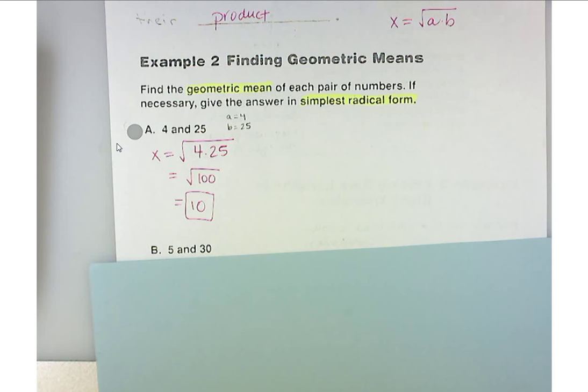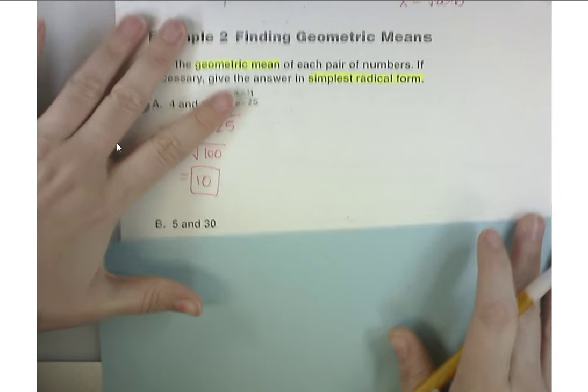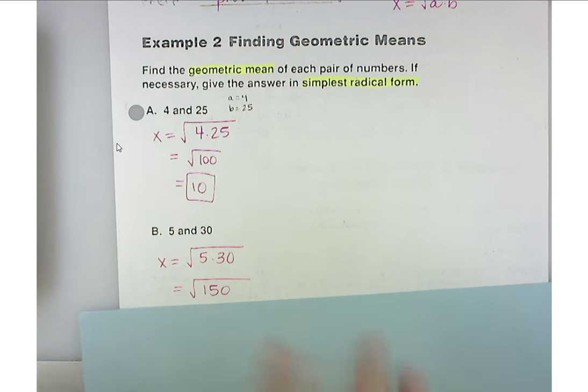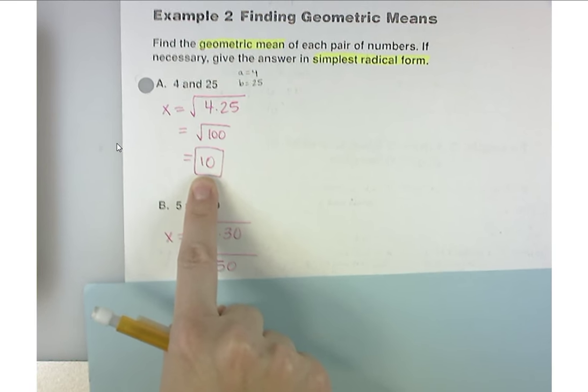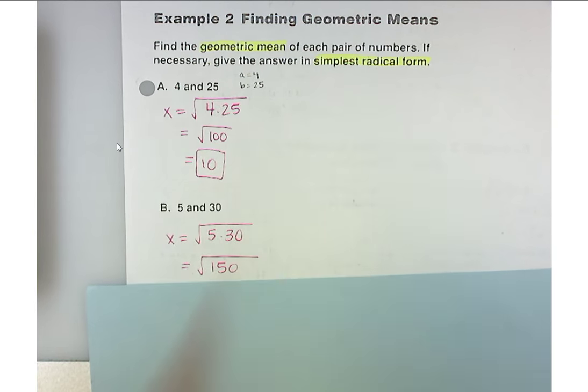And you can see B is already a little different. So Jared, what did you get when you multiplied 5 and 30? 150. And if you take the square root of 150, are you going to get a nice whole number like we did with 100? No. So then we have to write this in simplest radical form.